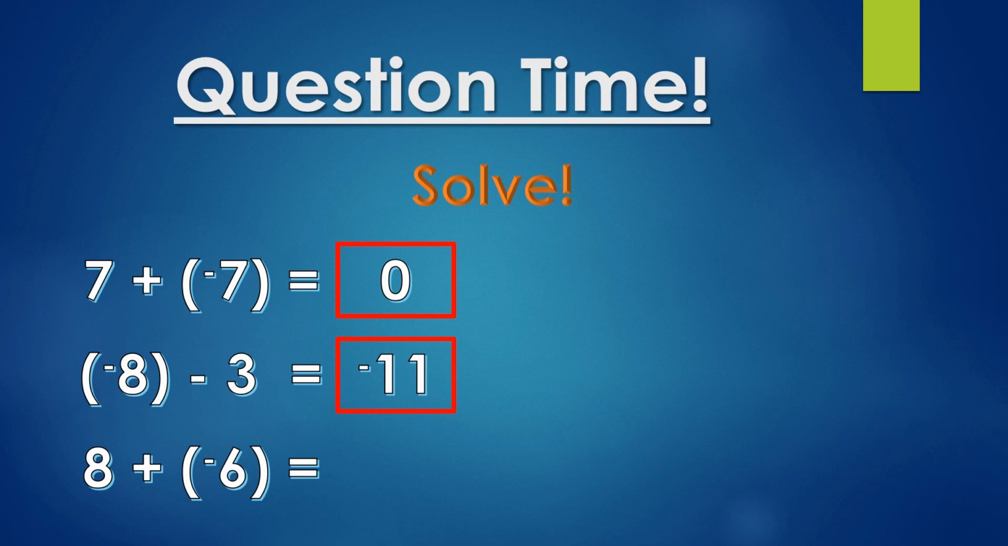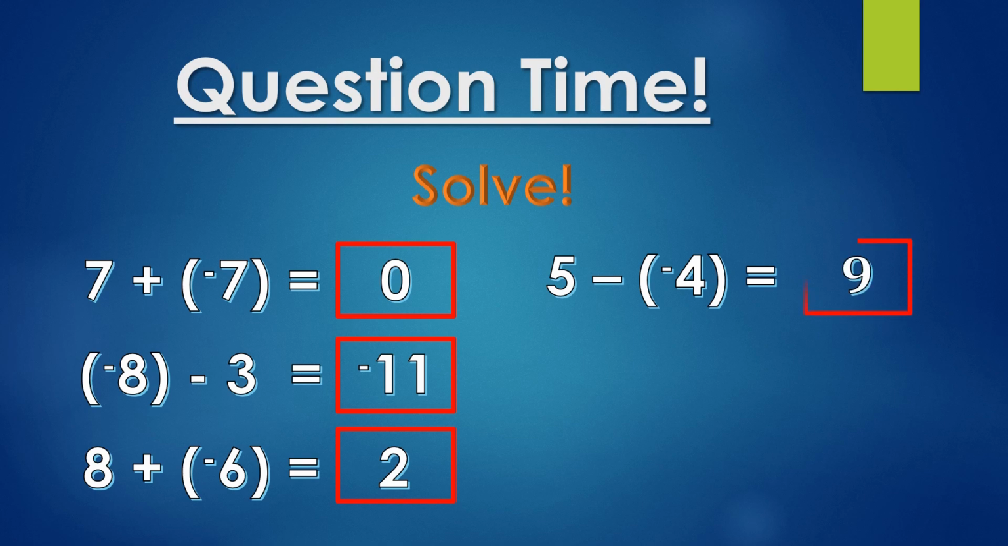Next, 8 plus negative 6. Since we're adding a negative, it's just like subtraction. So we could rewrite this as 8 minus 6, which would give us 2. Next, we have 5 minus negative 4. When you subtract a negative, it's just like adding a positive. We switch the signs. So this could be rewritten as 5 plus 4, which will give us 9.